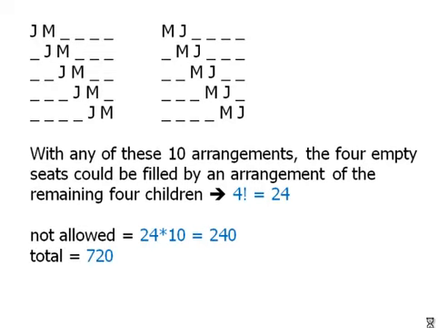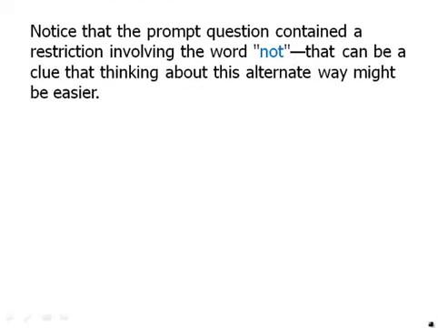Well, the total is 720. And so the ones that have Marilyn and Jackie not sitting next to each other, we just have to subtract. 720 minus 240 equals 480. And that's the correct answer. That is the total number of arrangements that do meet the restriction that Marilyn and Jackie are not sitting next to each other. Notice that the prompt question contained a restriction involving the word not. These two could not sit together. That can be a clue that thinking about the alternative way might be easier.